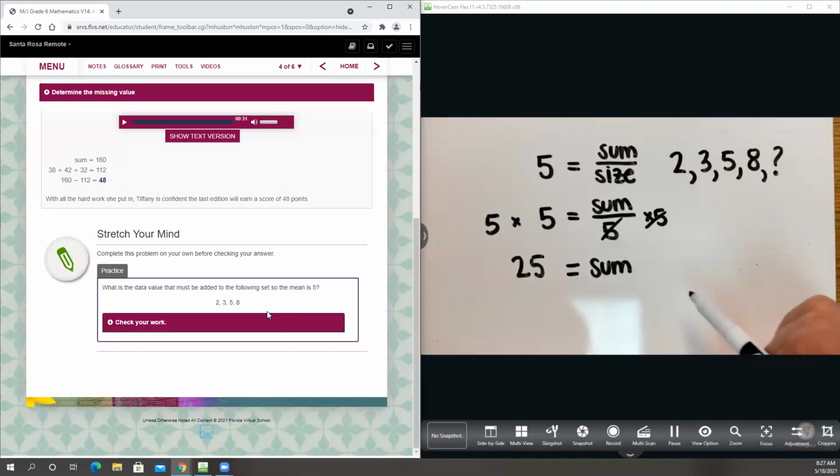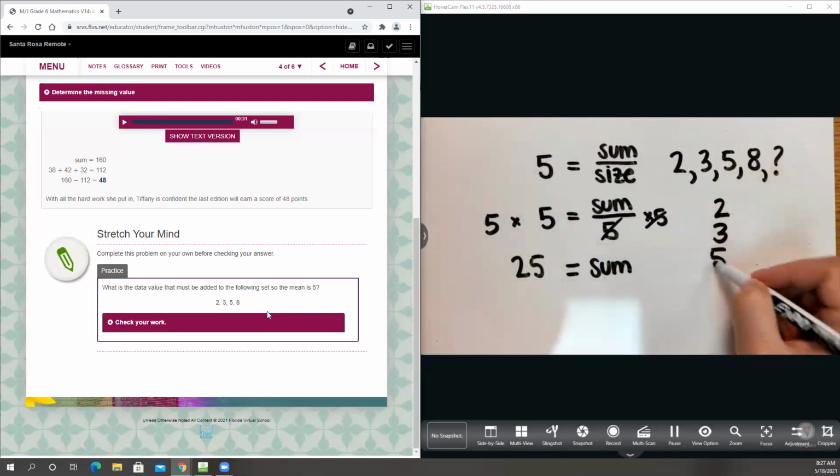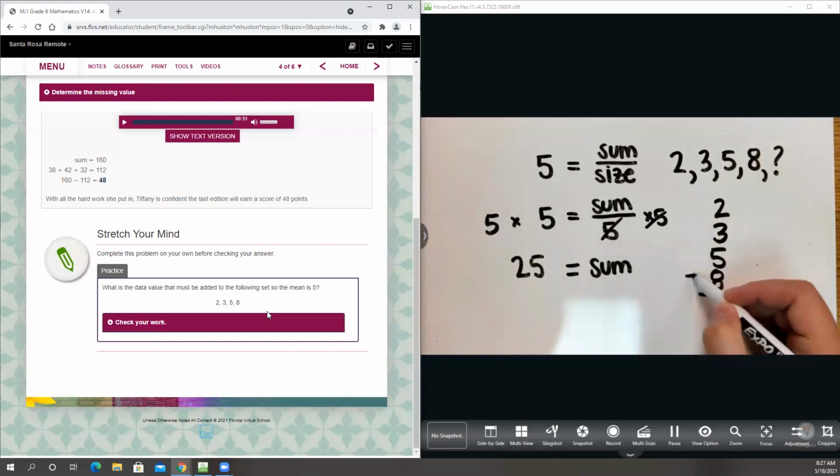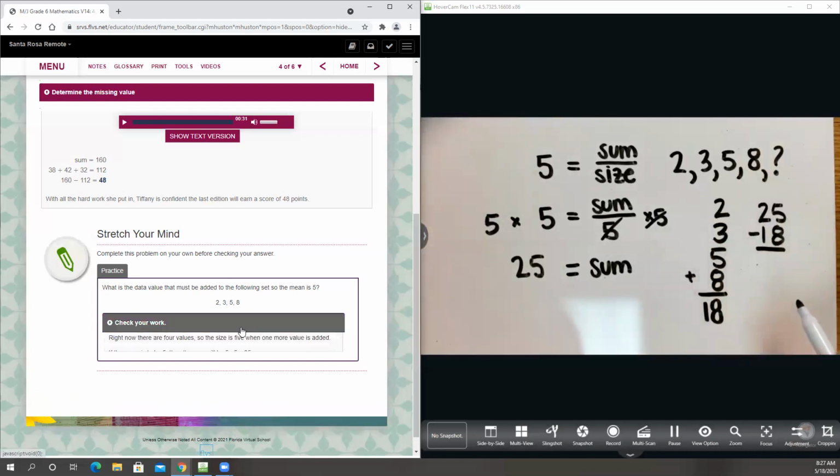So now I'm going to go add these numbers up. So 2 plus 3 plus 5 plus 8. So 2 plus 3 is 5, plus 5 is 10, plus 8 is 18. So the numbers that I already have is 18. And now I'm going to go take the 25, which I want my sum to be, and subtract 18 from it. And when I do that, I get 7.